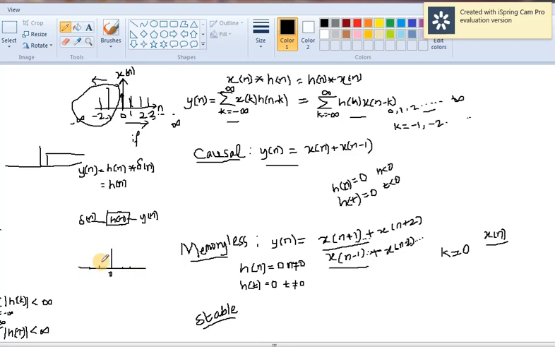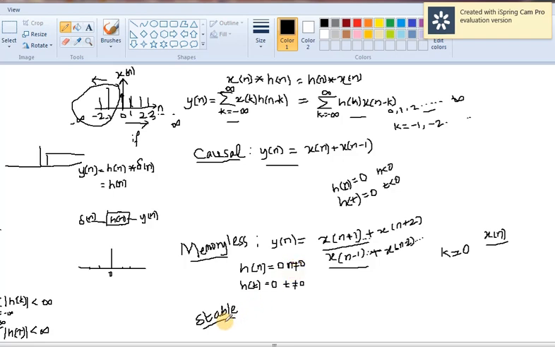So if the values are not present at instances other than 0, then the system is said to be memoryless. So h of n is equal to 0 for n not equal to 0, or h of t is equal to 0 for t not equal to 0, meaning for all values other than 0, our system will have 0 values. If this is the condition, then our system is said to be memoryless. I hope we are getting this. So h of n is equal to 0 for n not equal to 0.